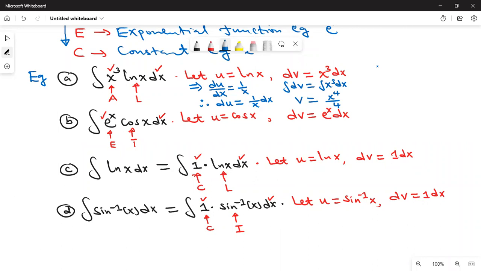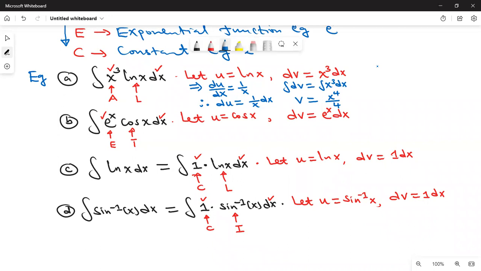So take note. You differentiate u and make du the subject, integrate dv to get v. That's the next step. Then another thing that you need to do, but again, you need to take note that when you're integrating dv, don't write the constant of integration. I hope that point is taken.